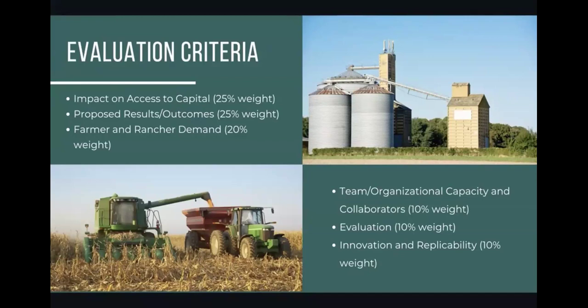What does the demand look like, and how can this funding really amplify the outcome and help the need for these farmers and ranchers? We also look at team and organizational capacity and collaborators. That's a 10% weight. So who do y'all plan to help bridge gaps with? Who are you pulling in to collaborate with? Who did you talk to about potentially collaborating with and serving your community with, if you do receive this funding? And we also want to talk about evaluation. So that holds 10% weight.